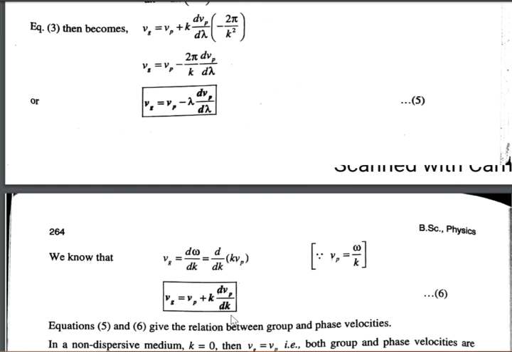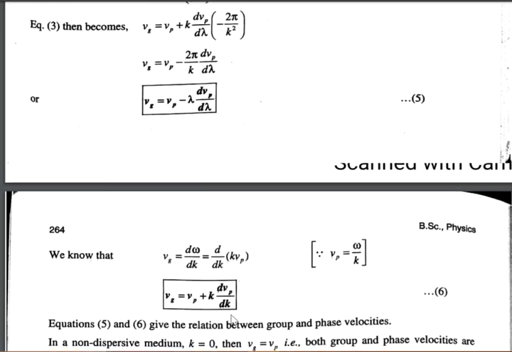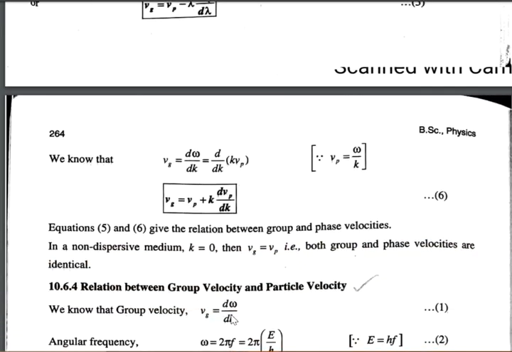So this is a relation between phase velocity and group velocity. Just go through the derivation up to this equation 6. Vg is group velocity, Vp is phase velocity. So this completes the waves chapter.